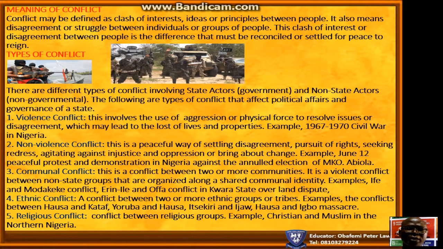And also I need to establish the fact that no nation of the world, no individual, no group will be reckoned on what they are able to destroy, but by what they are able to build for the people. The relationship they are able to create, the connection they are able to create will justify how successful they are. So when we talk about conflict, it simply means a clash of interests and or disagreement between an individual or between people.